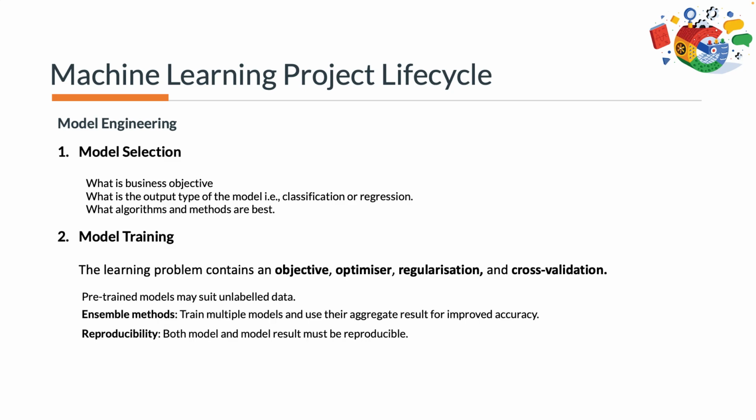The second task is model training. The learning problem contains an objective, an optimizer, regularization, and cross-validation. The optimizer defines the learning strategy and how to adapt the parameters of the model to improve the objective. Regularization, which can be incorporated into the objective, optimizer, and the model itself, is needed to reduce the risk of overfitting and can help achieve generalization.